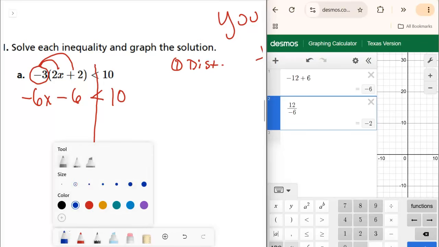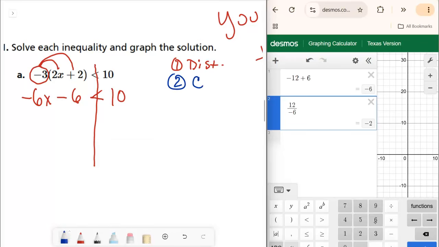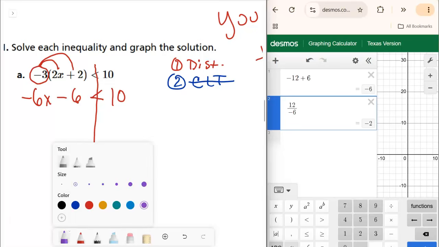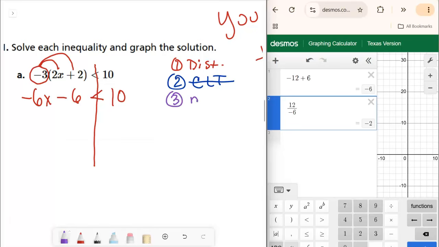Step number 2 is combine like terms. There's nothing to combine on the left side or on the right side. Step number 3, move the smallest variable. There's only one variable, so I don't need to move it either. And then the last step is C do.